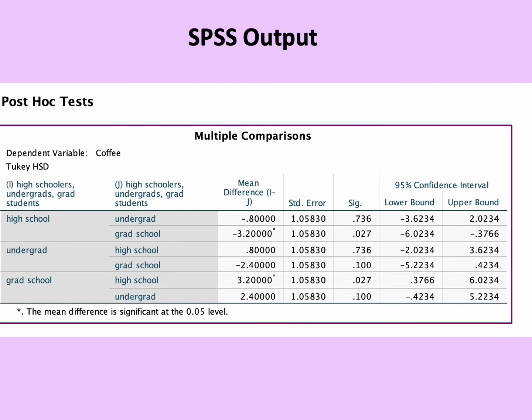And if we go down the table, we see kind of the same thing. Up here we compared high school to undergrad, and here we're comparing undergrad to high school. And again, we see the 0.736. That tells us that it's not significant. And when we compare undergrad to grad school, we see that that difference is not significant. So the only significant difference here is between grad school students and high school students, and that's 0.027.